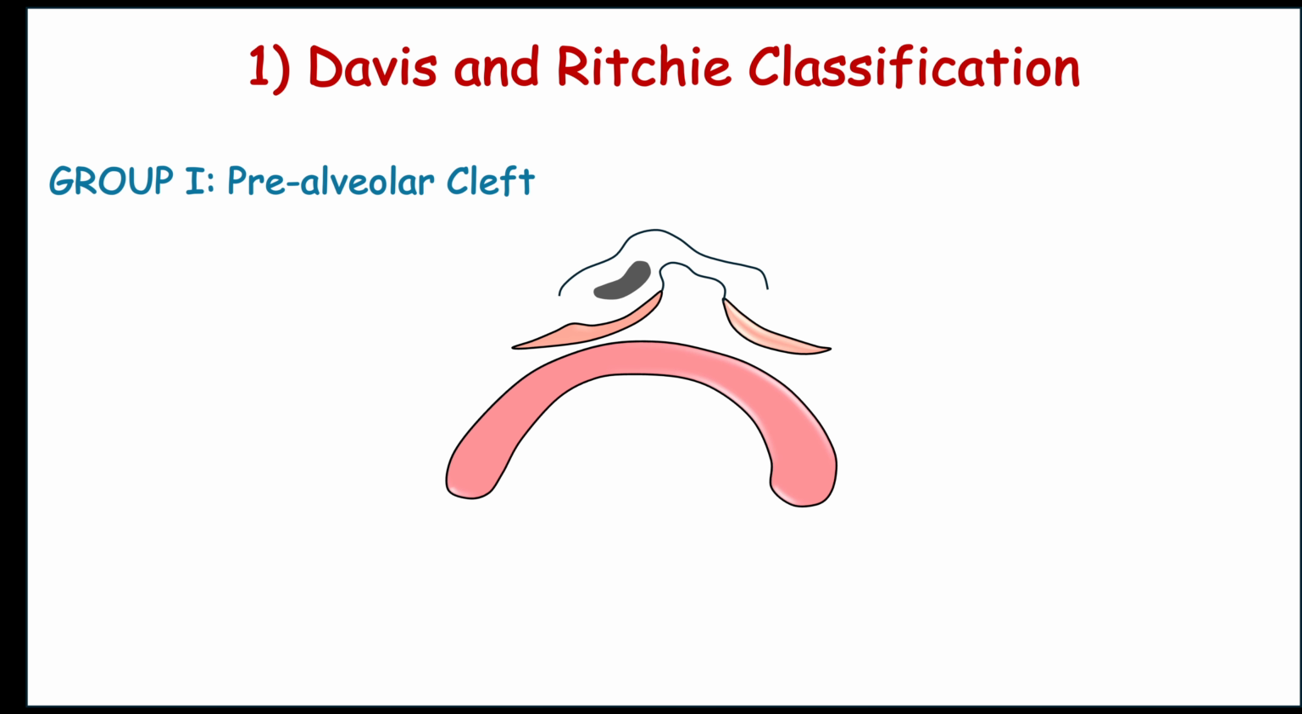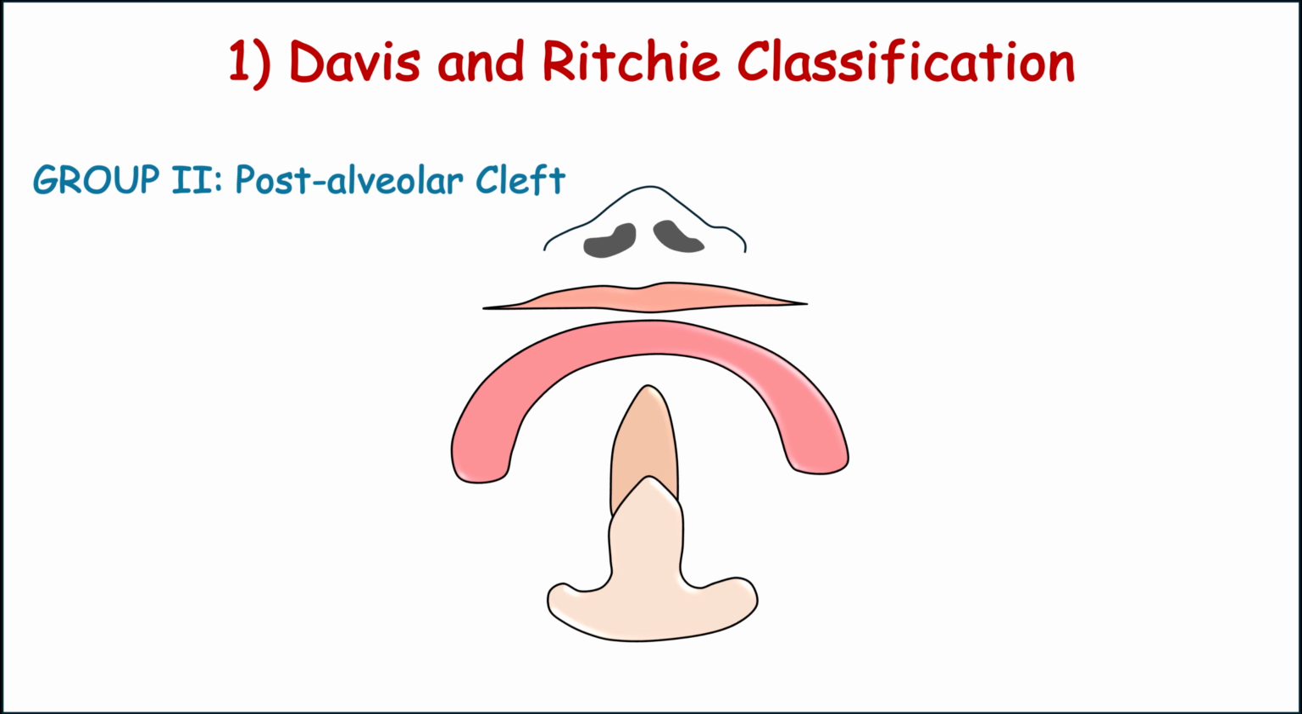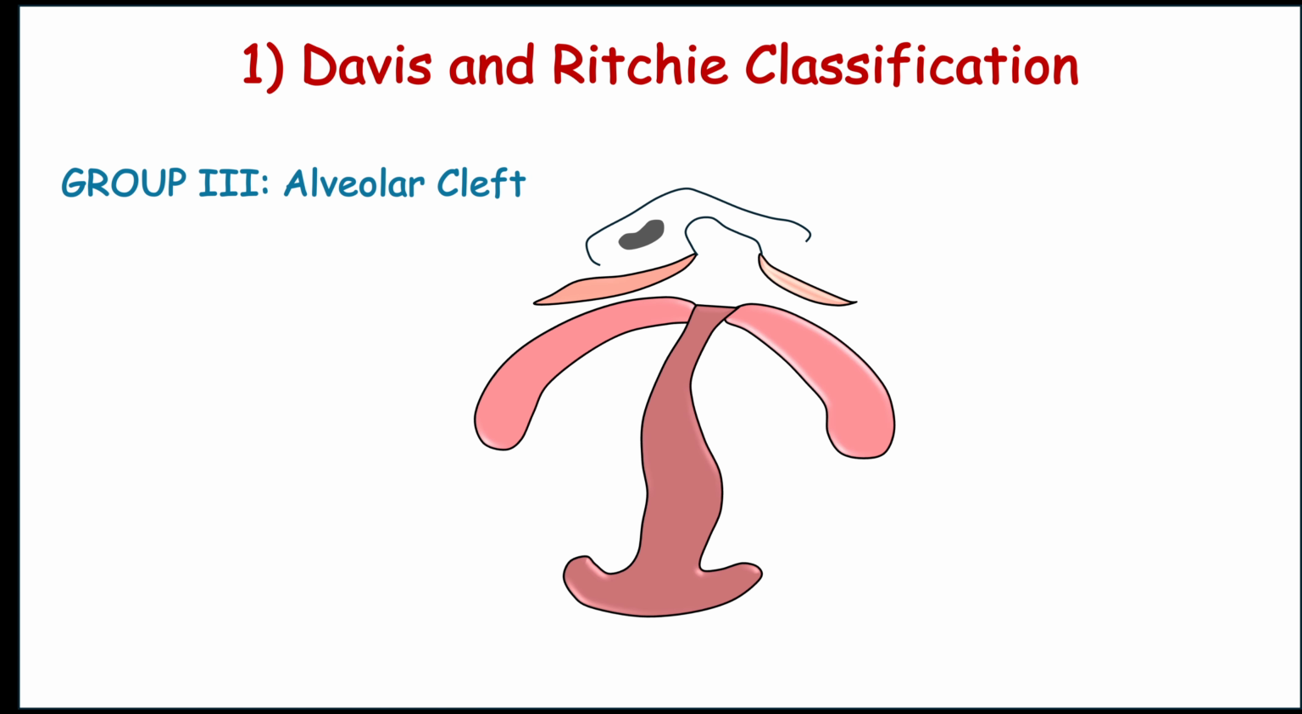Group 1, which is pre-alveolar cleft, comprises of lips. Group 2, which is post-alveolar cleft, occurs behind the alveolus. It includes soft palate and hard palate. Group 3, which is alveolar cleft, includes both group 1 and group 2 along with alveolus.